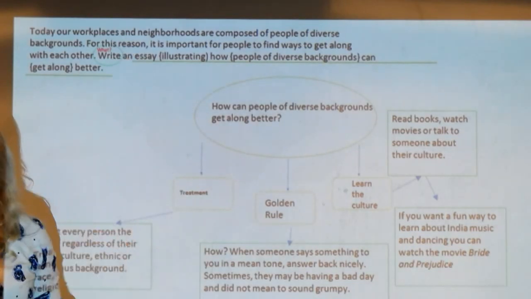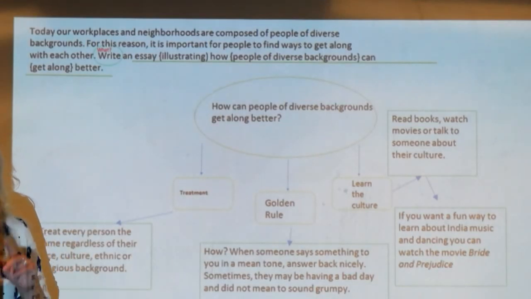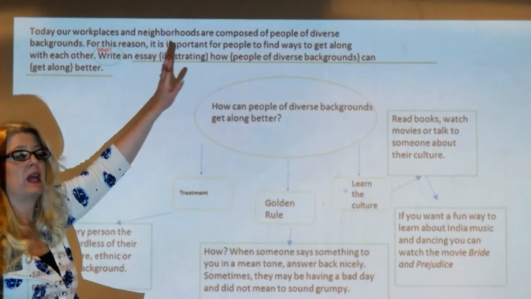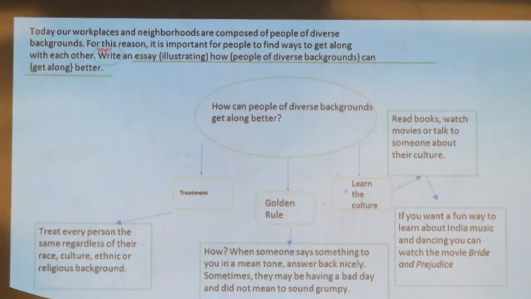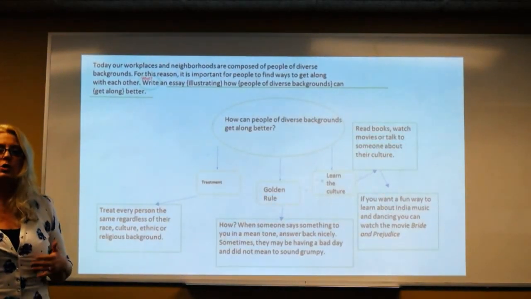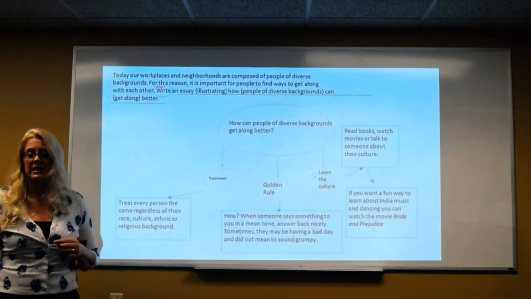Now I'm going to take one more step and break it down to the end. Number 6, bracket any words you think are important. I personally bracketed illustrating and people of diverse backgrounds. And then I also bracketed get along. I felt like these words were important in my prompt and would help me to write a more effective essay.